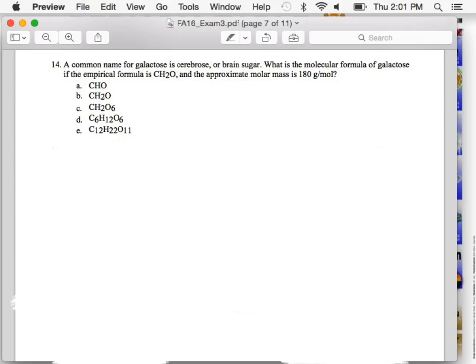What is the molecular formula of galactose if the empirical formula is CH2O and the approximate molar mass is 180? You're right, that was organic chemistry, sugar-like body. So before we get too far into it, what is the relationship between our empirical formula and our molecular formula?